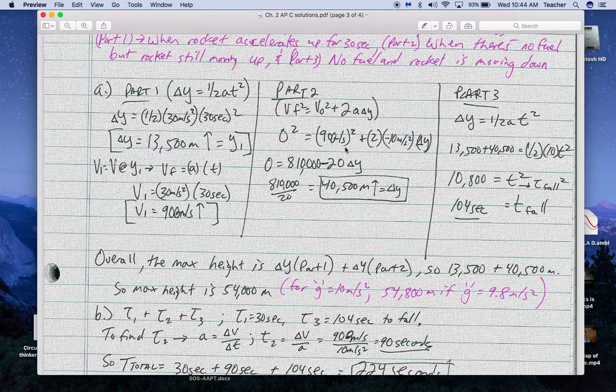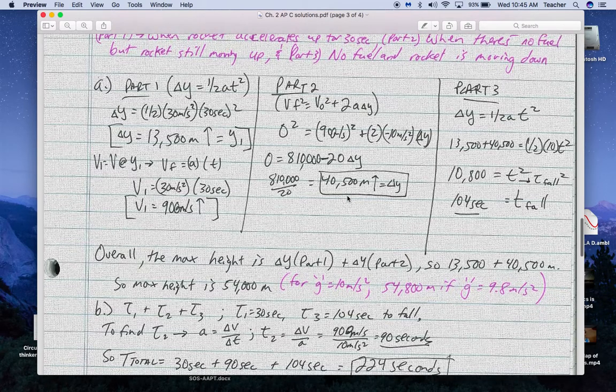And that's 900 meters per second upward. And then we've got 2a delta y. The acceleration is downward, so that has to have a different sign than the velocity here. And so when I do that, I get this mathematical equation. Move the 810,000 to the other side. They both become negative. The negatives divide out. And I end up getting that this is increasing in height by 40,500 meters in Part 2.